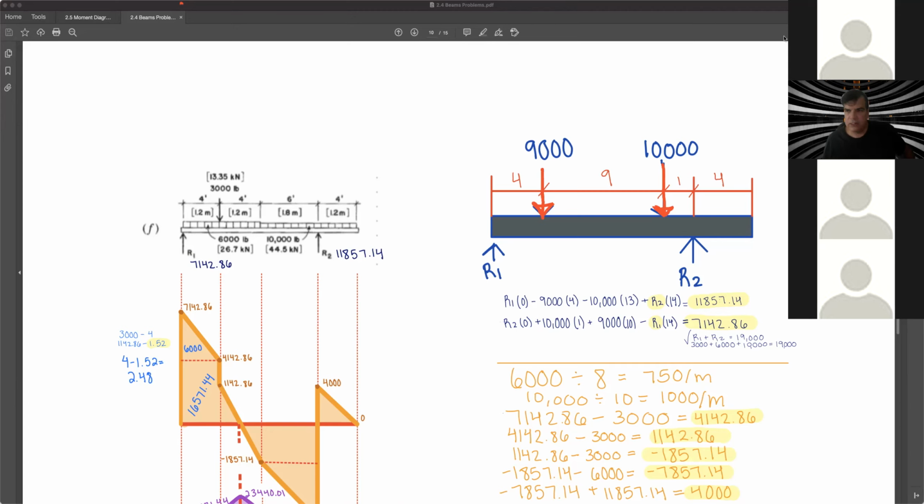Those are the only two forces that you have. After, you have two reactions, reaction 1 and reaction 2. You start doing the calculations, and the calculations are as follows.